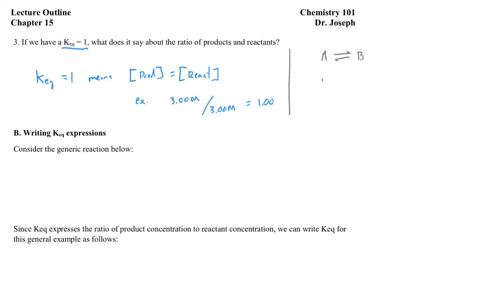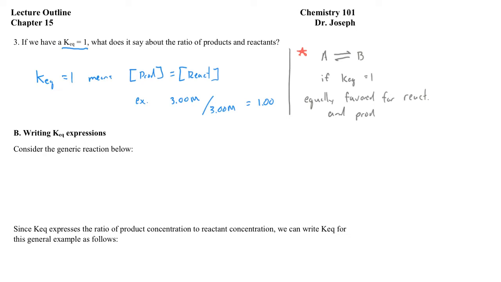While it's not likely that you would have a KEQ equal to exactly 1, it is very likely that a lot of reactions have KEQs that are close to 1. And these are reactions that generally are neither forward nor reverse favored. They're sort of equally distributed between the products and the starting materials. And that's a very common situation to have.